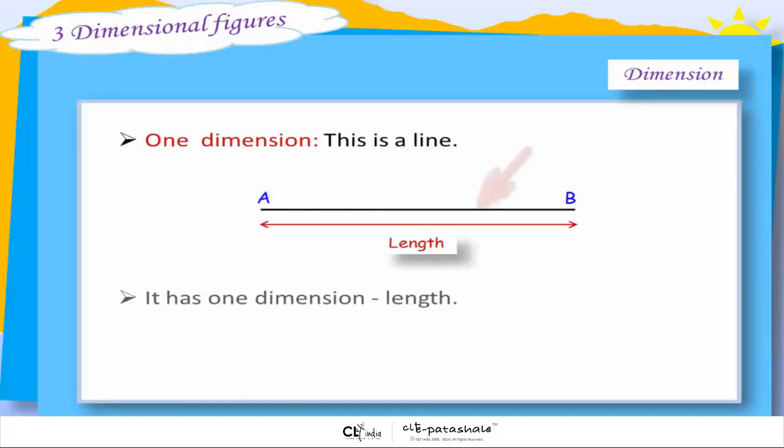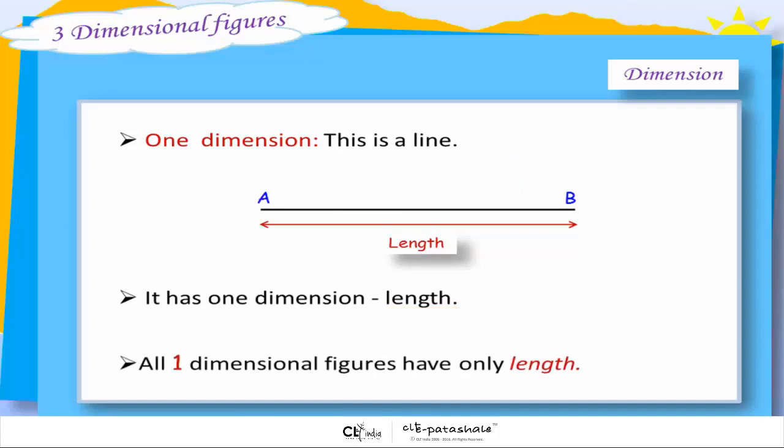One dimension. This is a line. It has one dimension, length. All one-dimensional figures have only length.